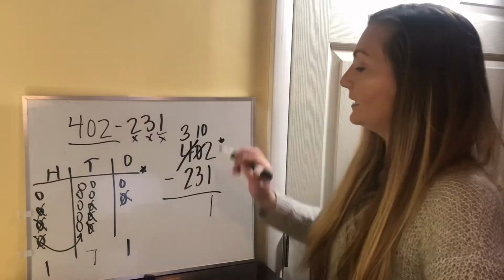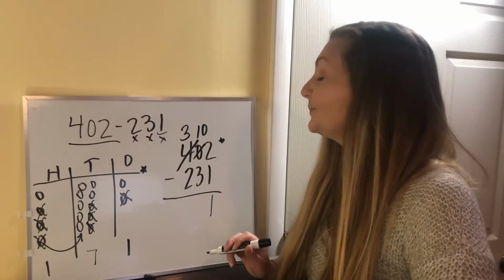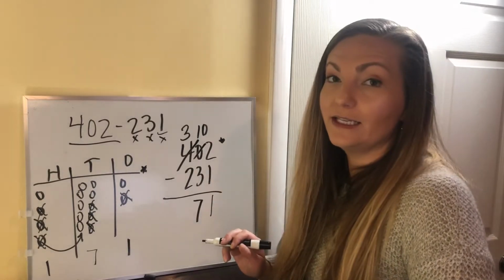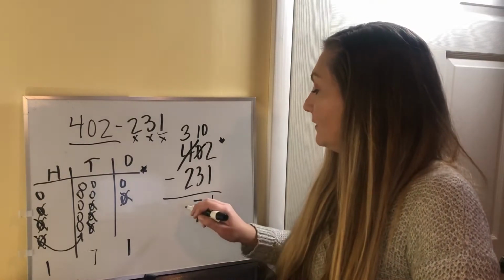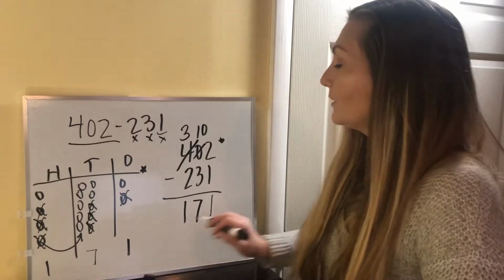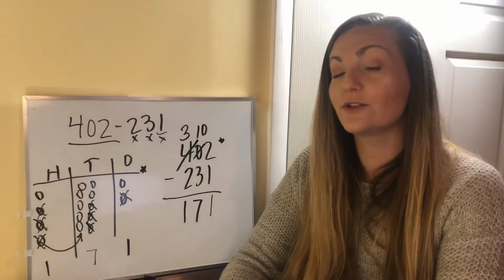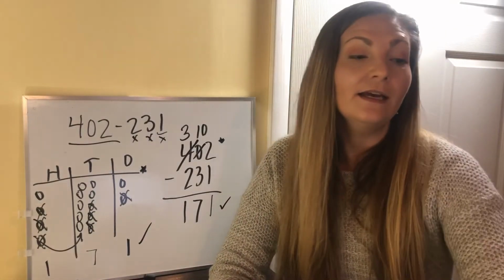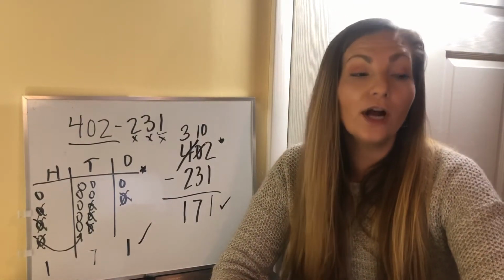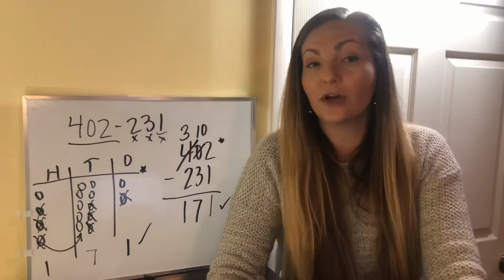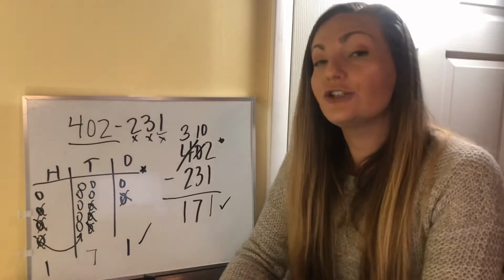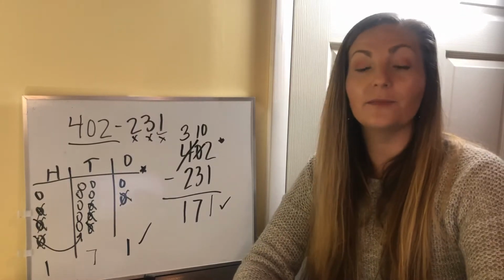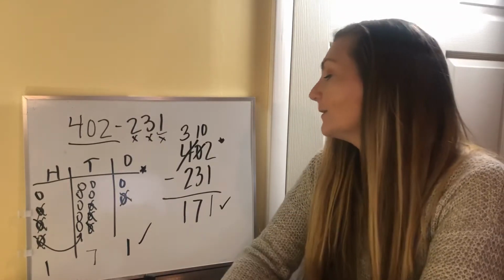Now take away. 10 take away 3 is 7. 3 take away 2 is 1. Now if I look at my 2 answers, they match. So that makes me feel pretty good that my answer is probably correct. However, we did learn one other trick for checking our subtraction problems. If we're not sure if we subtracted correctly, what other operation can we do to check our problem and see if we got the right answer? Does anybody remember?